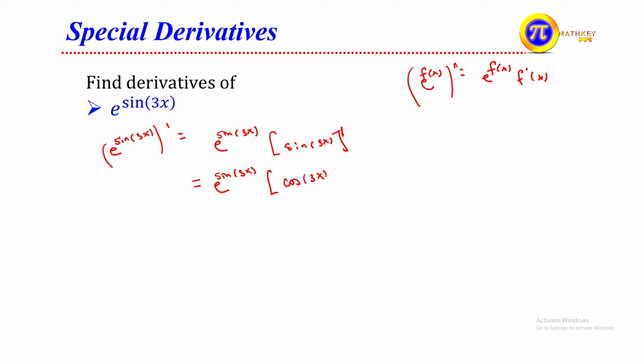Again, we'll try to find the derivative of what? 3x, since it is different from x. But the derivative of 3x is 3. 3 times this one is cos 3x, times e to the power of sine 3x. This is the derivative of our function.